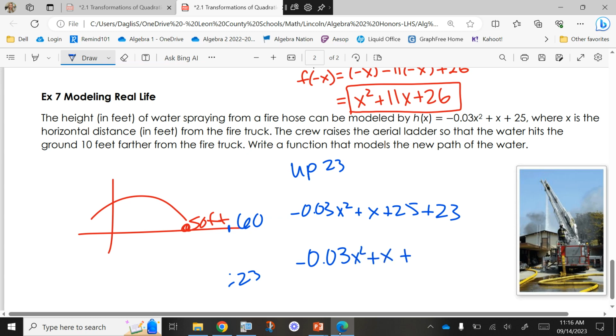Plus x plus 48. That's the new function of the water coming out of the hose if it gets lifted up 23 feet. And now the water's being sprayed 10 feet farther.